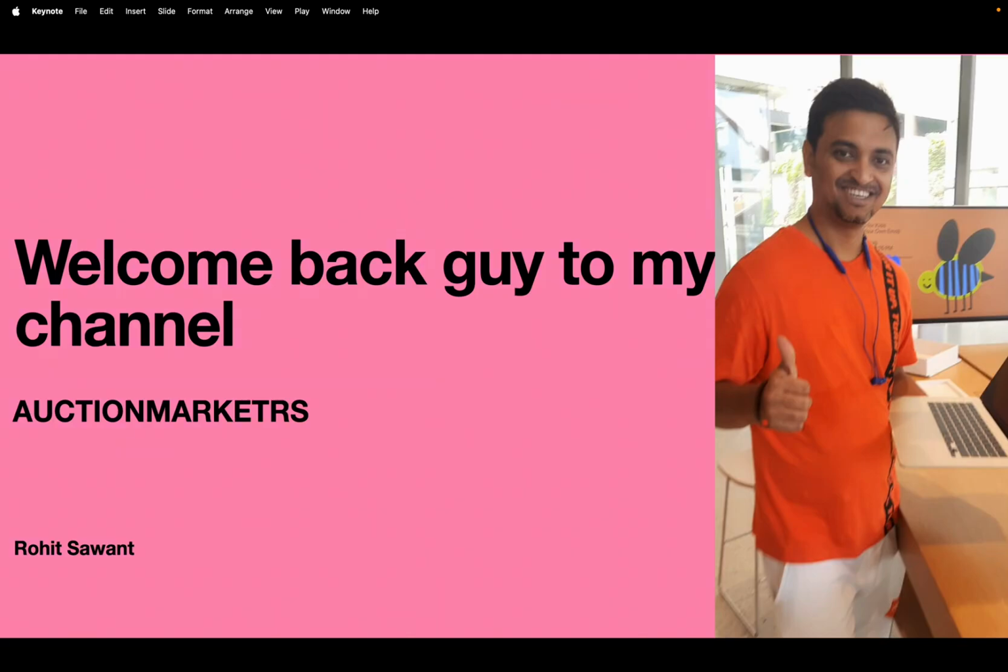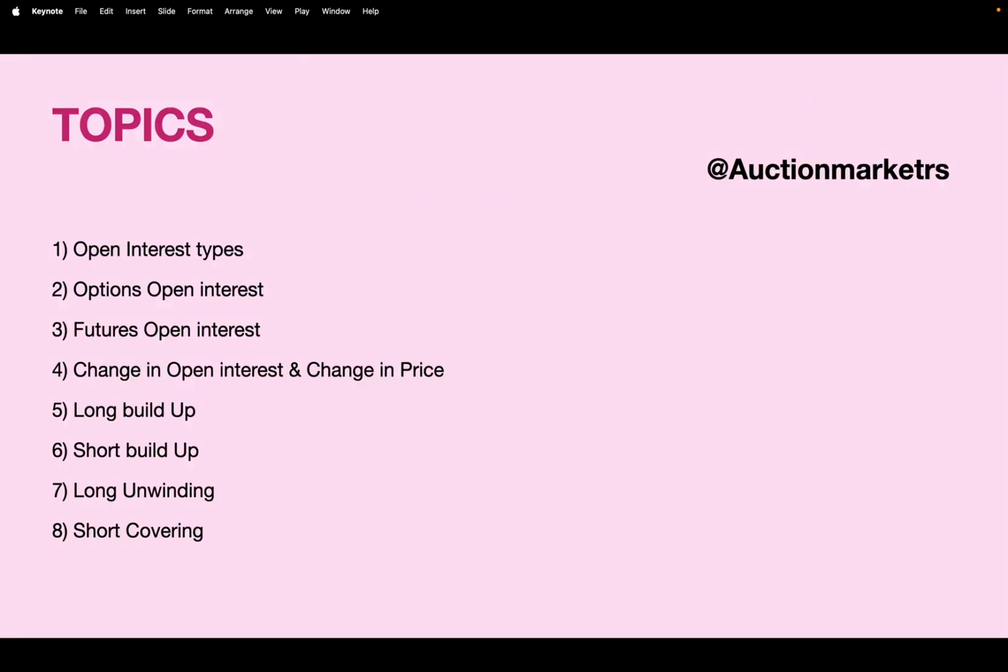As this is a very new concept in the Indian subcontinent, let's move ahead with today's topic, that is open interest types. How many types of open interest do we have? Options open interest, futures open interest, change in open interest and change in price. And there is something called long build up, long unwinding, short build up and short covering.